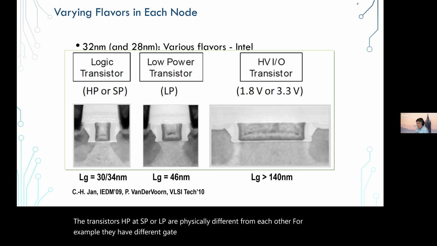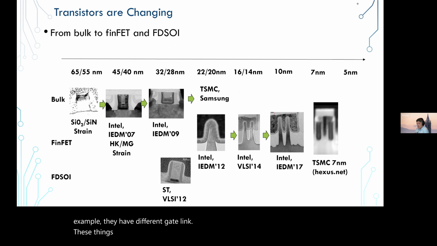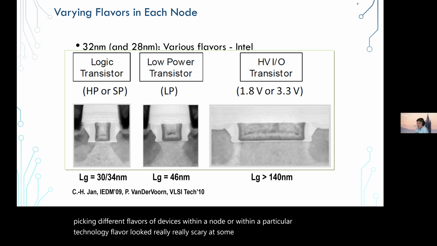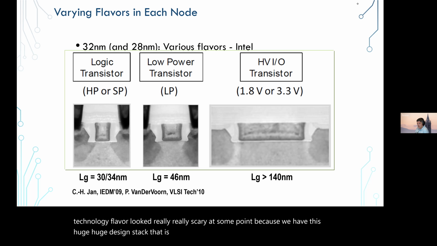Changing technology from a node to a node, or picking different flavors of devices within a node or within a particular technology flavor, looked really, really scary at some point. Because we have this huge design stack that is built on top of that. And if you change a fundamental thing like a transistor, wouldn't that topple the whole thing? Wouldn't the whole thing collapse?